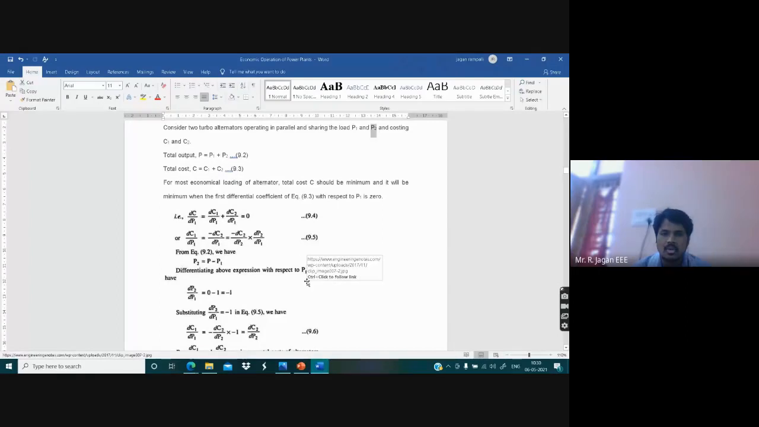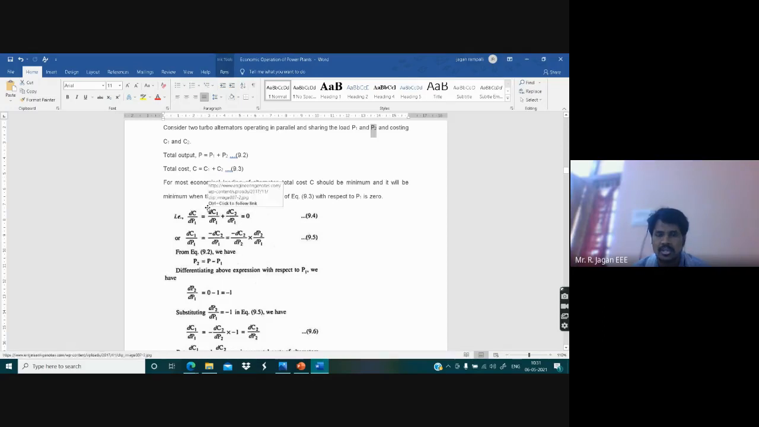For most economic loading of alternators, the total cost should be minimum. Economic loading means we are allocating the optimum load sharing to the individual alternators while maintaining the minimum cost of power generation. The cost will be minimum when the first differential coefficient with respect to power is 0.